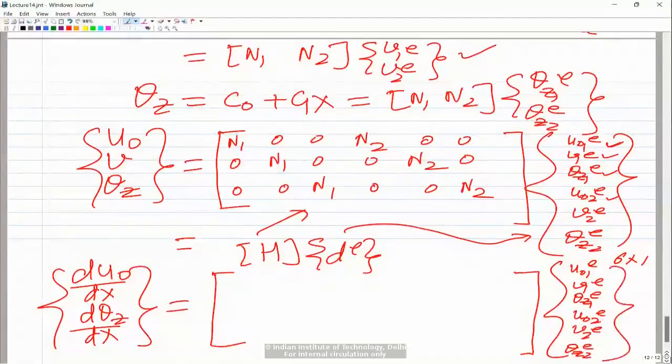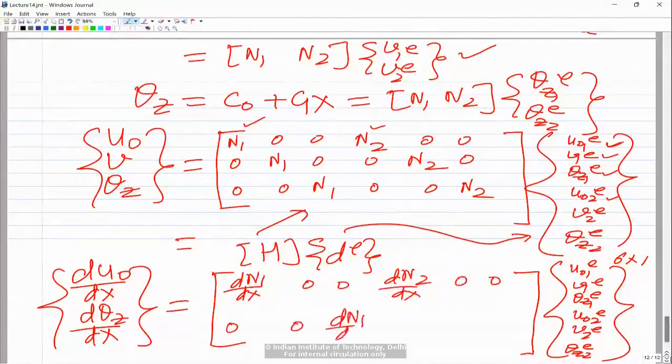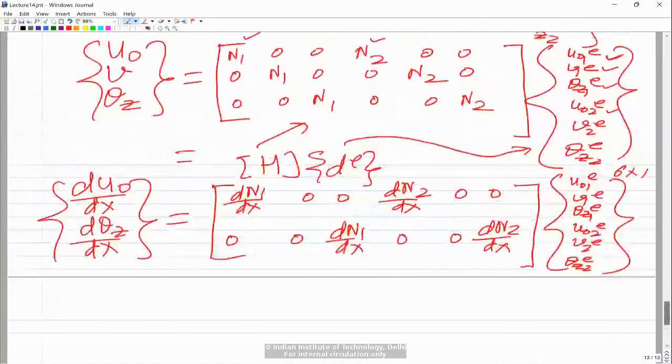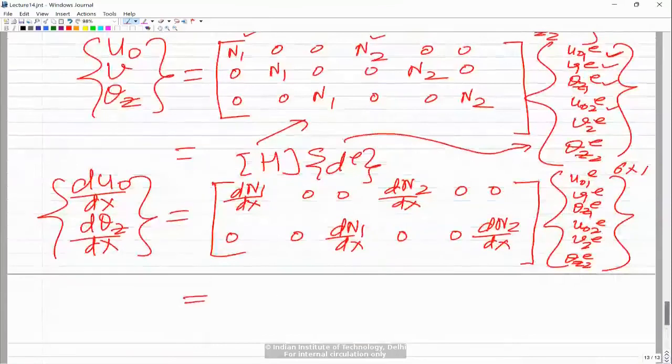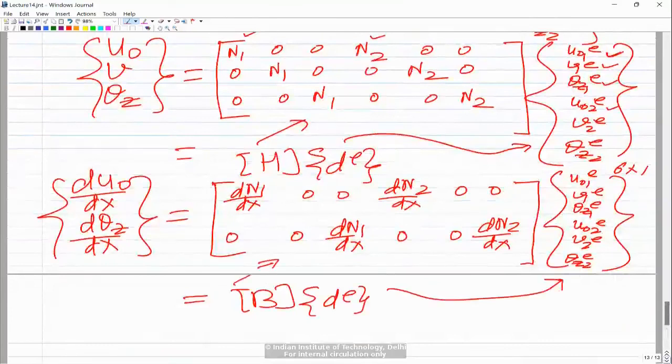So first term is du naught by dx. So I know it's basically going to be just the derivative of n1 and n2. So we will have dn1 by dx 0 0, dn2 by dx, and then again 0 0, and then we have d theta z by dx. So 0 0, we will have dn1 by dx 0 0, dn2 by dx. So now let me call this matrix B, and that is simply B dE. So this is your B matrix and this is dE. dE we have already defined.